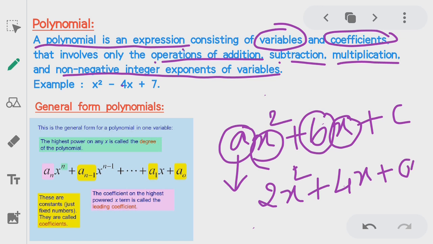That involves only operations of addition, subtraction, or multiplication. If you see this example, there is an operation plus. And non-negative integer exponent of the variable. What is a variable here? x is a variable. What is the exponent of x here? 2. What is the exponent of x here? 1. So these two are called powers of the variable, and those are non-negative integer exponents. Hence ax square plus bx plus c is a polynomial.